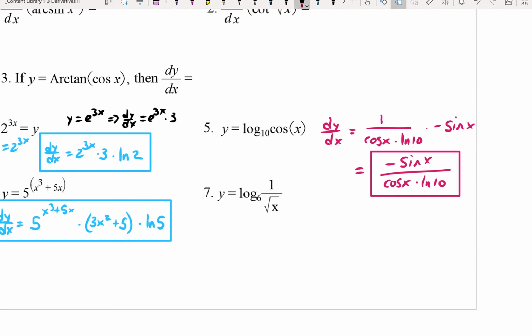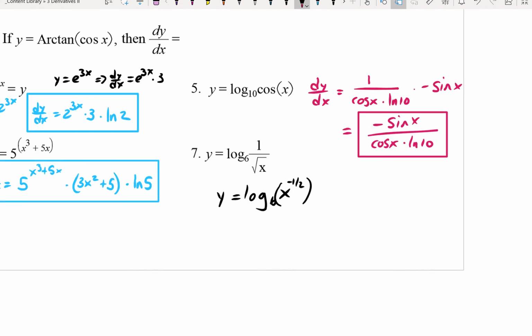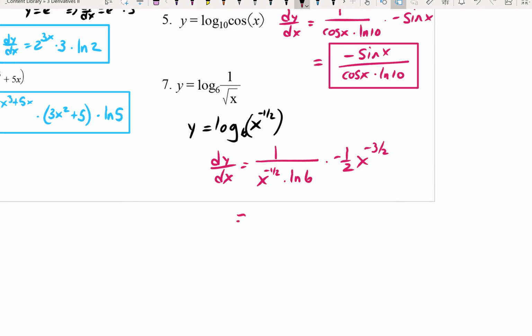And then for number 7, I think what I would do first is rewrite it as log base 6 of x to the negative 1/2. That's 1 over square root of x, that's my u. So when I take my derivative now, dy dx, I'm going to have 1 over u multiplied by the ln of the base multiplied by the derivative of the inside. So let's see, we can do some manipulating here. That x to the negative 1/2 can move on up to the top. That's x to the 1/2.